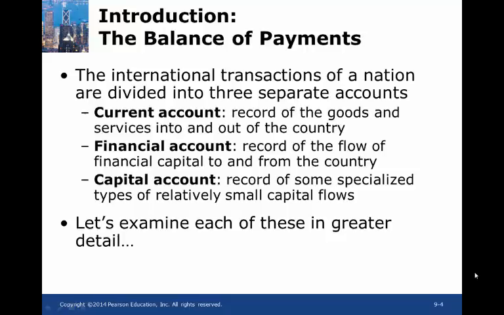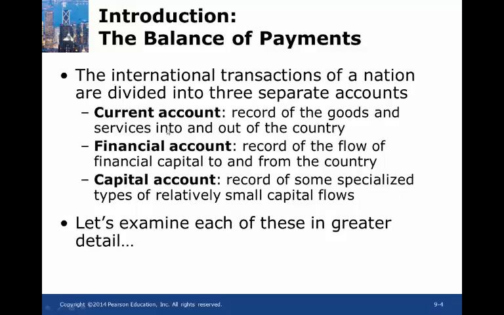Okay, so let's get started. The balance of payments is basically composed of three different parts. So the current account is the record of goods and services into and out of a country. The financial account is the record of the flow of financial capital to and from the country. And the capital account is the record of some specialized type of relatively small capital flows.